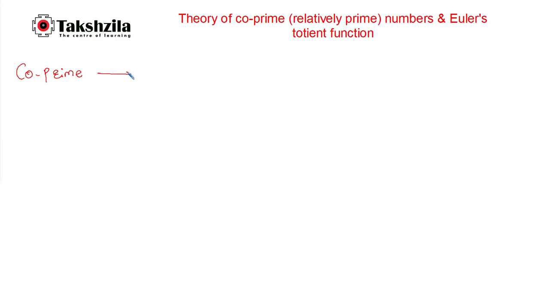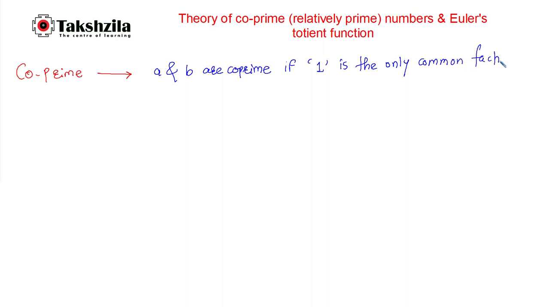Co-prime numbers are also called relatively prime numbers. The definition is: A and B, these two numbers, are co-prime if one is the only common factor between them. And the other definition is: A and B are co-prime if the HCF, the highest common factor, of A comma B is equal to 1. Then A and B are called co-prime numbers.